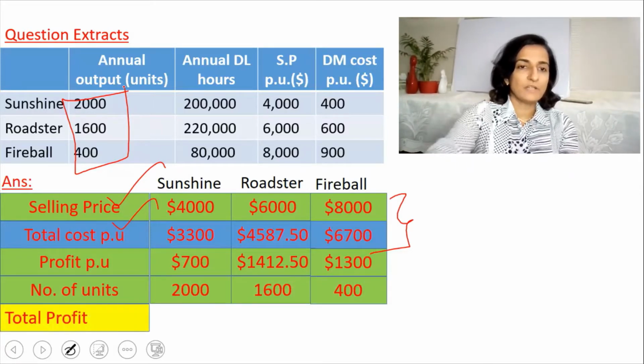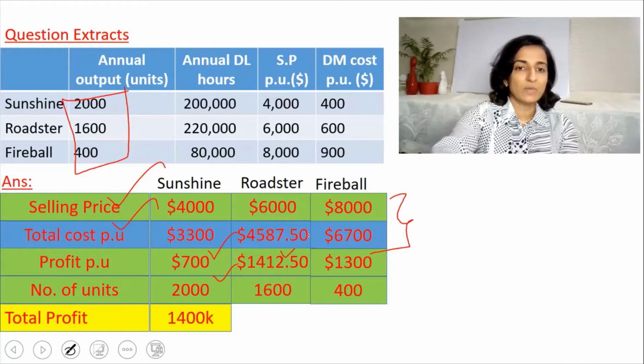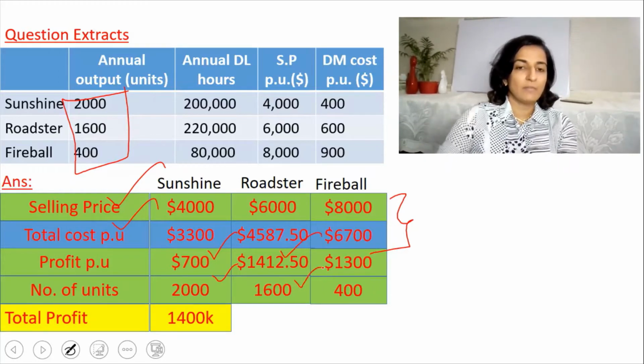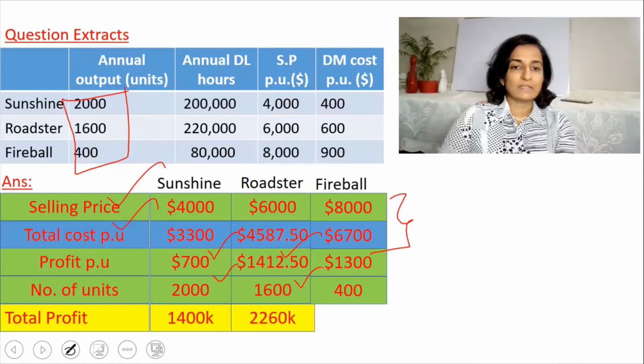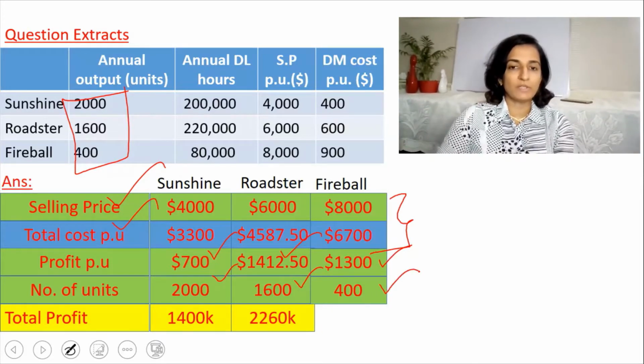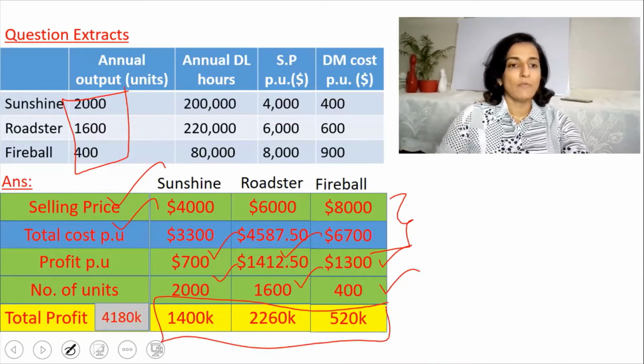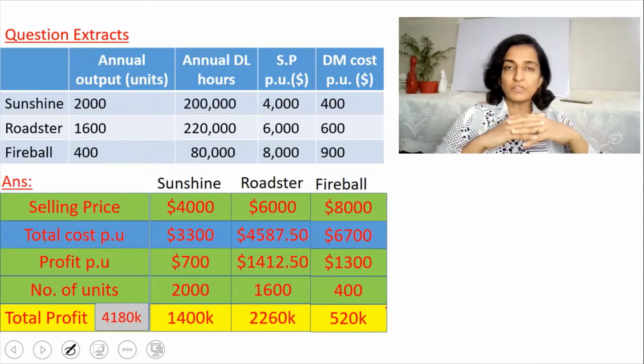And so the total profit for Sunshine, it is 700 into 2,000 units. That is 1.4 million. And for Roadster, it's 1,412.5 multiplied by 1,600 units. It is $2.26 million. And for Fireball, it is $1,300 multiplied by 400 units, giving an amount of $520,000. So what is the total profit? Adding the three figures, we get a total profit of $4.18 million. With this, we are done with the absorption costing.